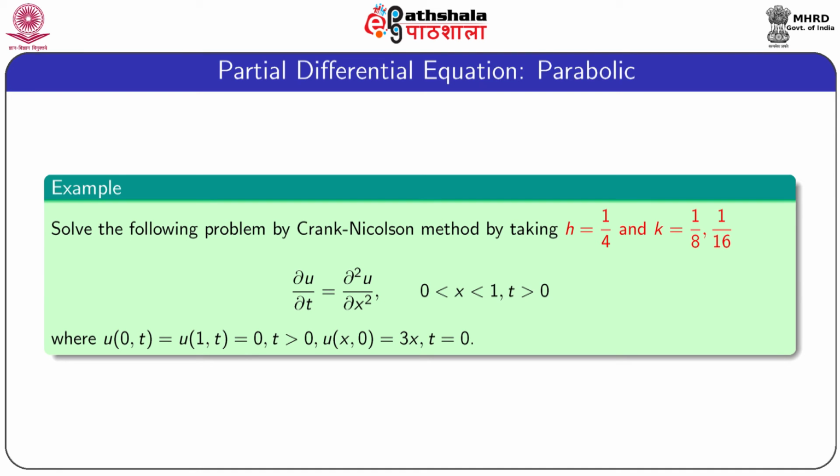Now, we consider one heat equation to solve by the Crank-Nicholson implicit method by taking h equal to 1 by 4 and k equal to 1 by 8 and 1 by 16. Here the boundary conditions are u(0,t) equal to u(1,t) equal to 0 for any positive t, and the initial condition is u(x,0) equal to 3x.